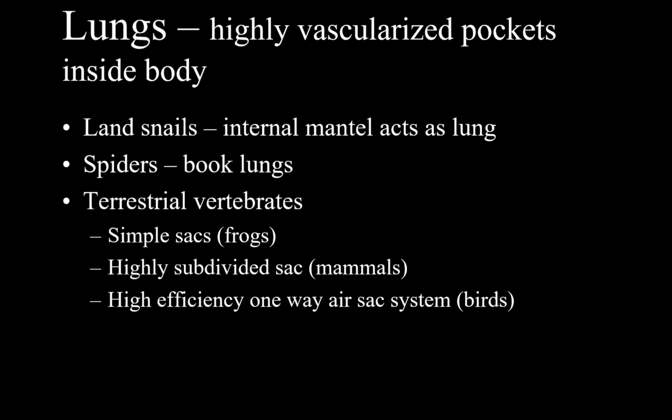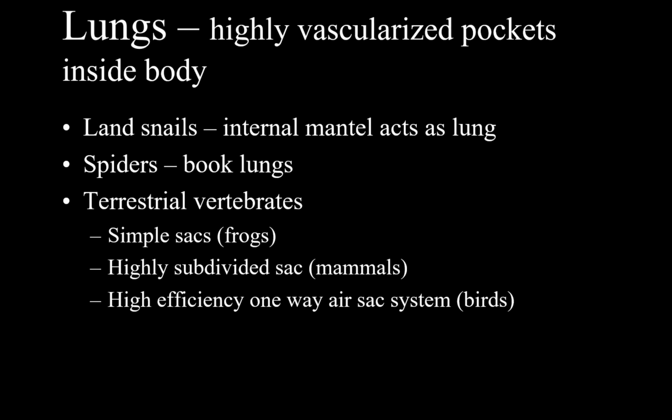So here you've got different kinds of lungs that some air-breathing animals have. Land snails have an internal mantle that acts as a lung. Spiders have those folded book lungs. Terrestrial vertebrates have either simple sacs like frogs. Frogs don't have a very high metabolic rate, first of all, and secondly, the lungs are not their only respiratory surface. Remember, they're also using their skin as a respiratory surface. So frog lungs are pretty simple. They're not hugely finely divided the way you might expect a lung to be. In mammals, lungs are highly divided, and birds have a very interesting system.